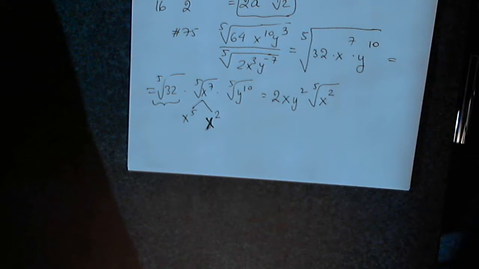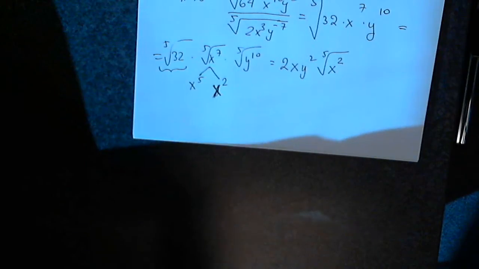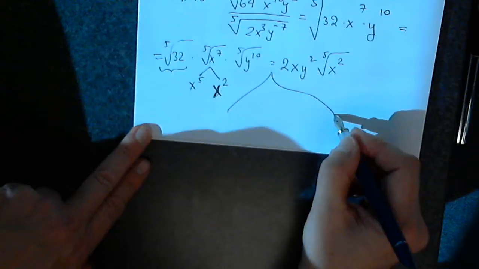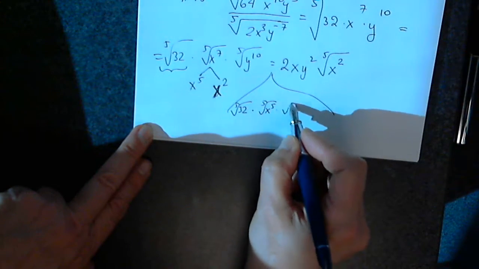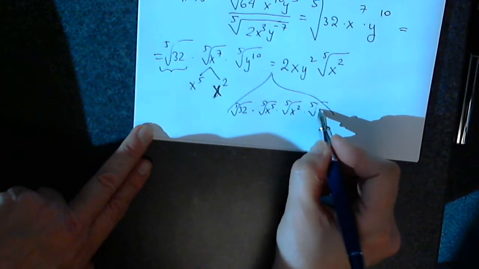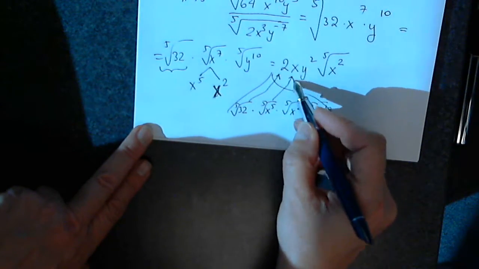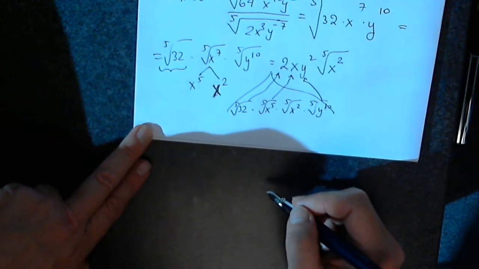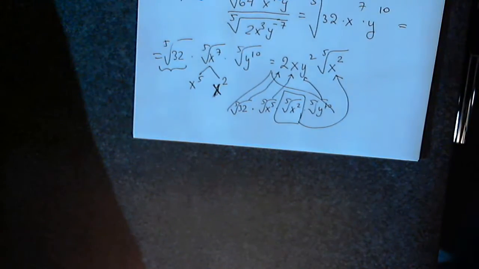Very good. Excellent. Do we need another of this? Now, let me write an intermediate step for everyone to see. Right here, intermediate step. So I will write the fifth root of 32 times the fifth root of x to the 5th times the fifth root of x squared and times the fifth root of y to the 10th. That's why this is 2. This is x. And this is y squared. This is the only one that I cannot take the radical from. And it has to stay at the end.